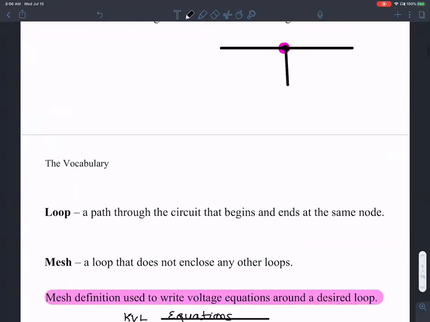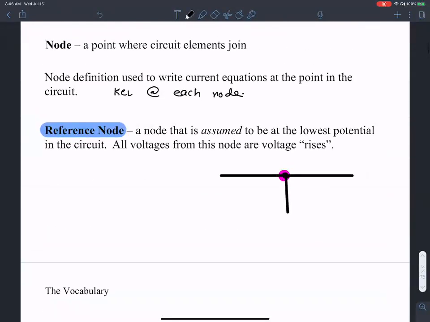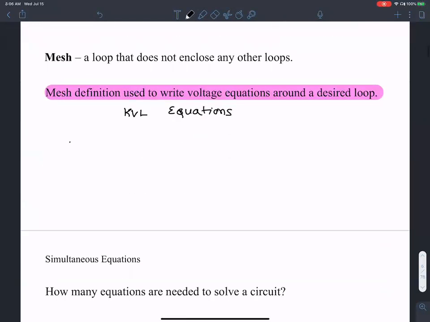Okay, earlier I mentioned that we set up KCL at nodes. So let me write it here. When there are different nodes, at each node, you can write a KCL equation. Okay. Over each mesh, you can write KVL to set up equations. Okay, we set up equations and solve them.